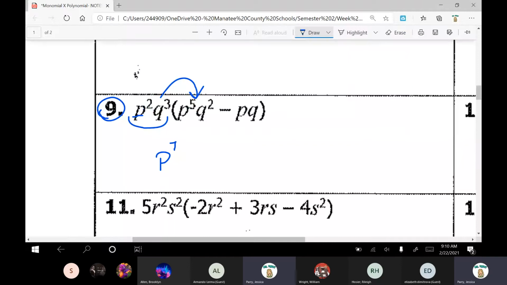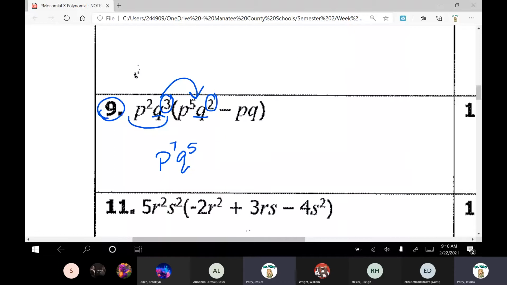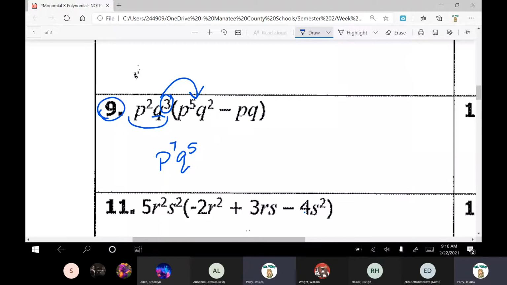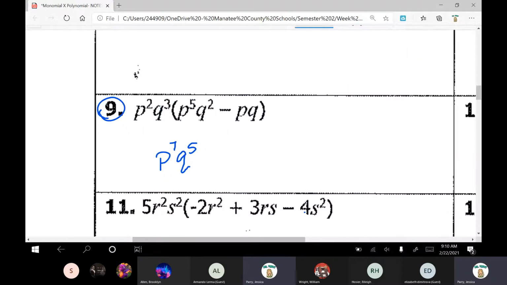And then going on to our next variable, q. So my new exponent for q, product rule, add the exponents. 3 plus 2 is 5. So this first jump is done. Let's go ahead and erase it so you can see my screen better. Now we're going to do our second jump. This times this one here.